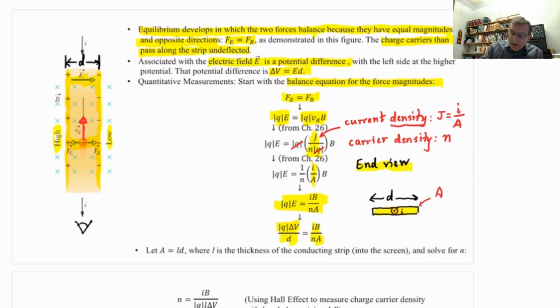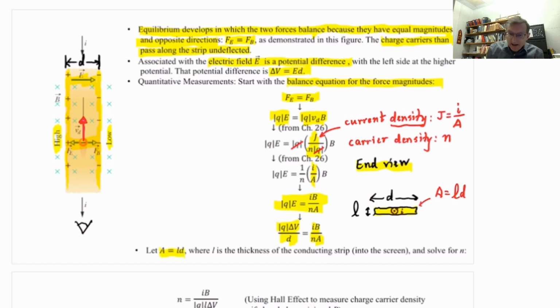So I need one more dimension. I need to know one more thing. Just what's the thickness of the strip this way. And we'll call that L. So the area A, the cross-sectional area through which the current is flowing, is L times D. Okay, all right, so with that in mind, we put in A equals L times D.